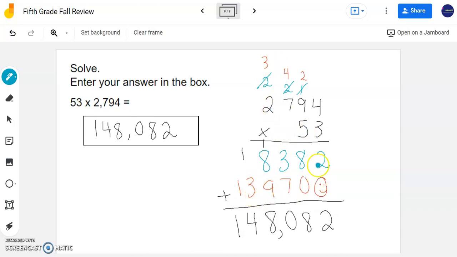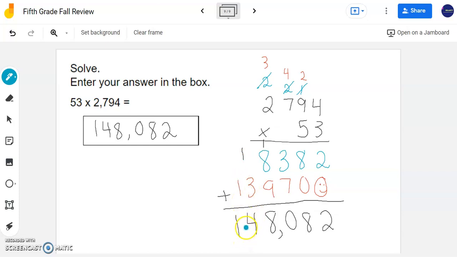Now, finally, I notice I lined up my ones, my tens, my hundreds, my thousands, my 10,000s, my 100,000s, and I can simply add. 2 plus 0 is 2, 8 plus 0 is 8, 7 plus 3 is 10, 9 plus 1 is 10, plus 8 is 18, 3 plus 1 is 4, and 1.